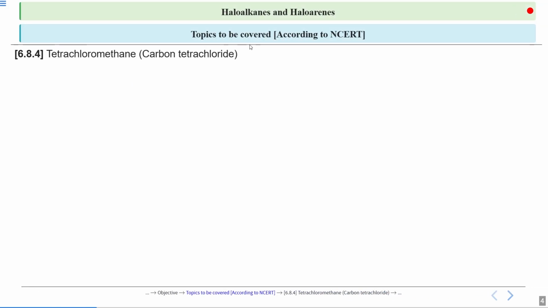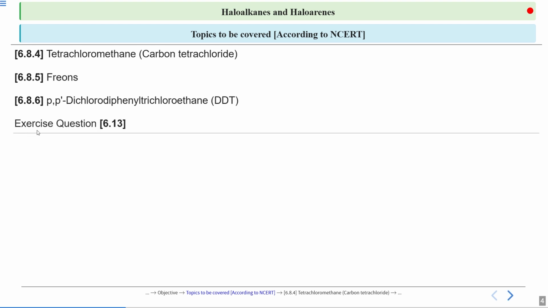The topics we are going to cover today according to the NCERT. First of all, the section 6.8.4, tetrachloromethane, or you can also call it carbon tetrachloride. Then we will cover the section 6.8.5 of Freons. And then we will talk about the section 6.8.6, p,p'-dichlorodiphenyltrichloroethane, that means DDT. And lastly, we will practice an exercise question 6.13.